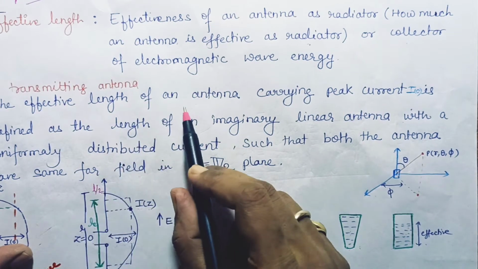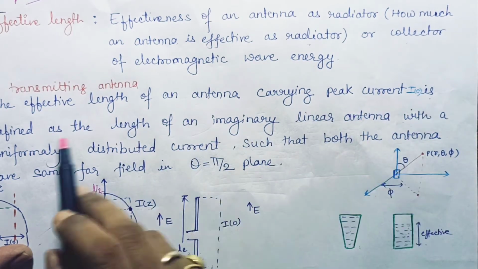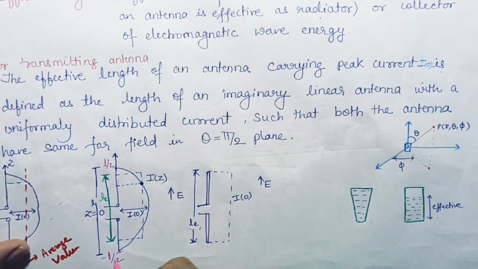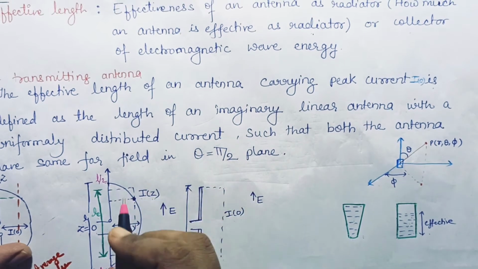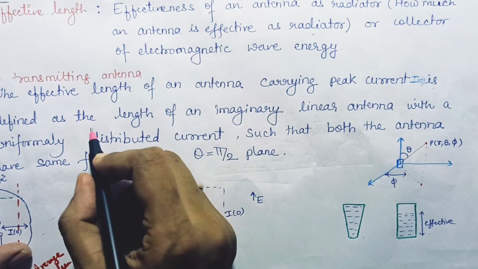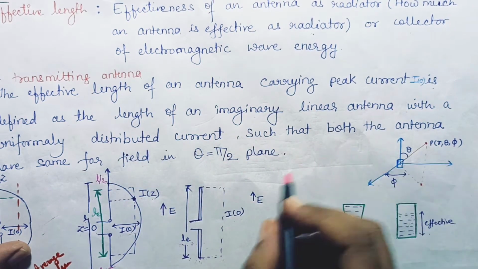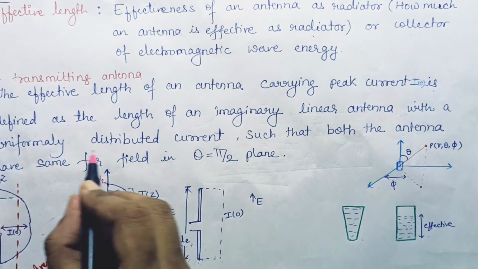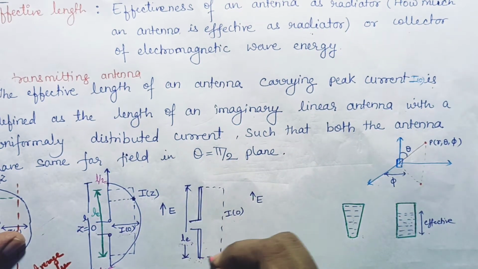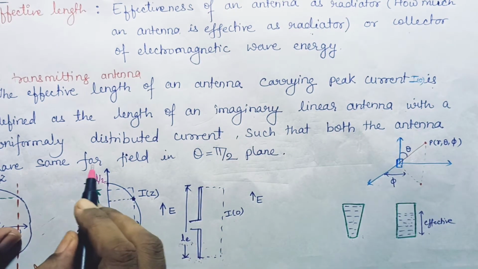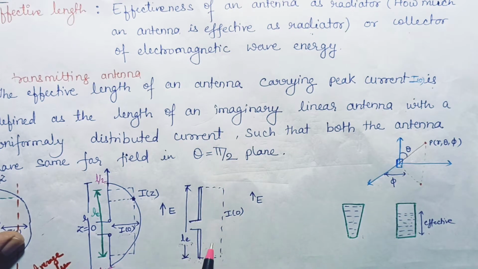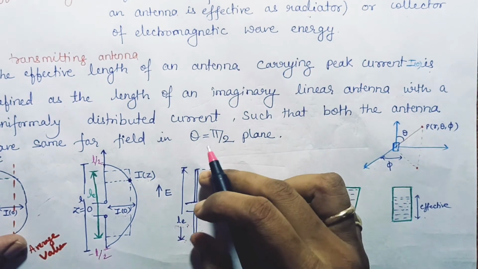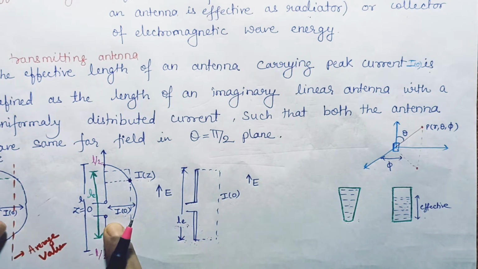So, the effective length of an antenna carrying peak current I0 is defined as the length of an imaginary linear antenna, with a uniform distributed current I0 throughout its length, such that both antennas have the same far field. So this is the effective length of this practical antenna.